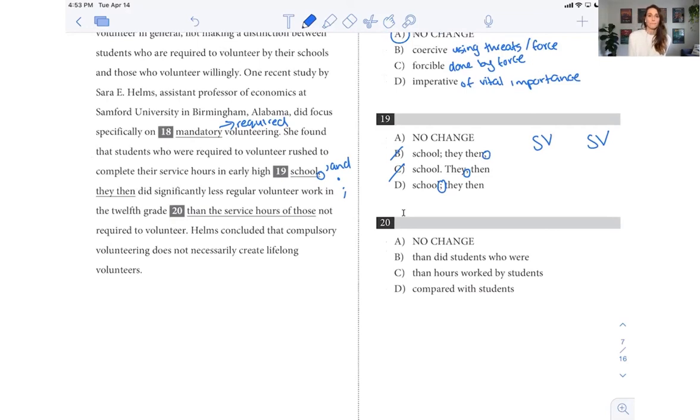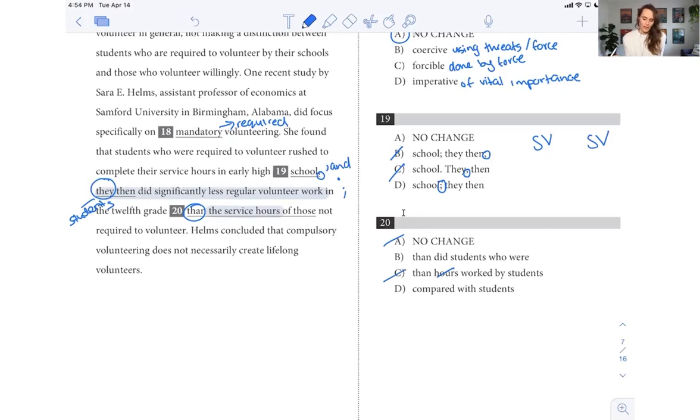20, we have a comparison because we see the than there. So we have to find what are they comparing. And they're comparing, let's see here. They then did significantly less regular volunteer work than the service hours. We need to compare students to students, right? This they here is the students. So we can't have hours there. So it can't be A or C. But now we have a little bit of an issue. Is it B or D?